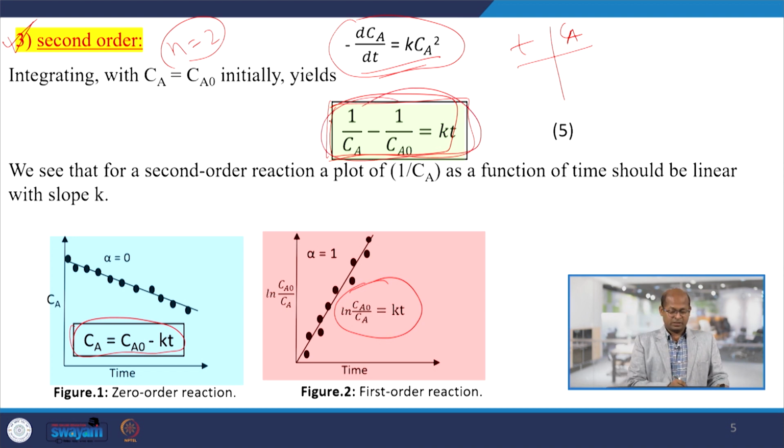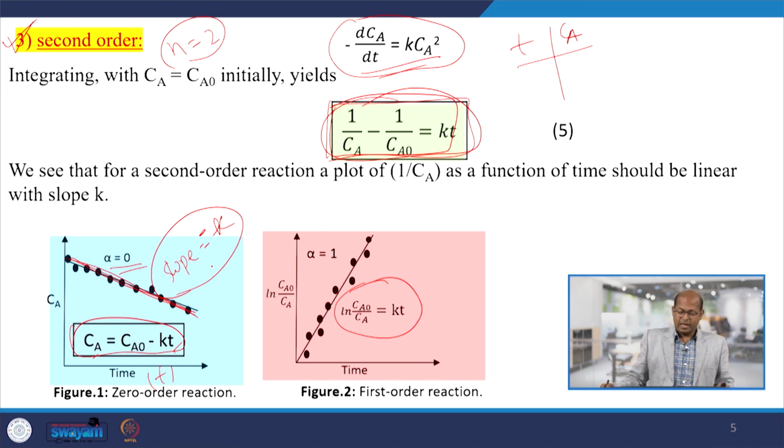In the zero order reactions, n equals 0 or alpha equals 0, we know CA and t. If we plot CA against time, these dotted points will come, and the line will have a negative slope. So, we can say that if the reaction is zero order, applying the integral method, the slope equals minus k, negative. So, that is for zero order reactions.